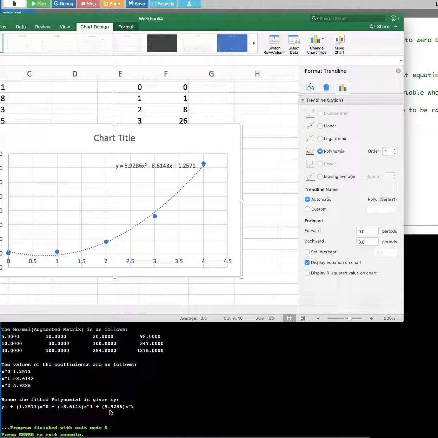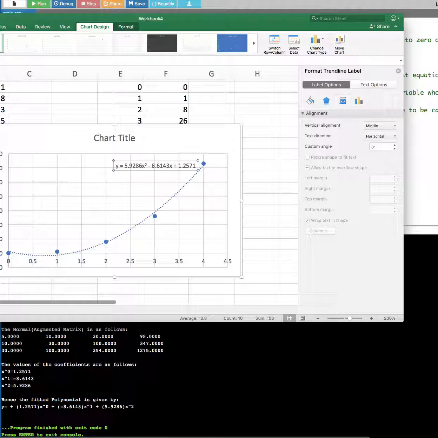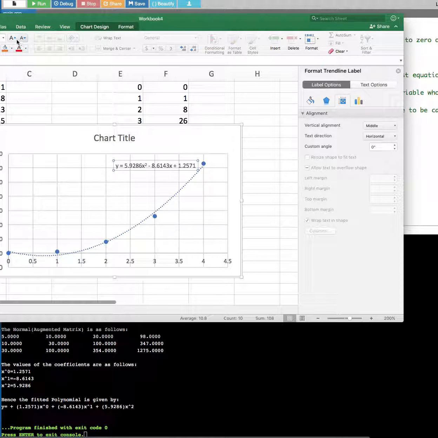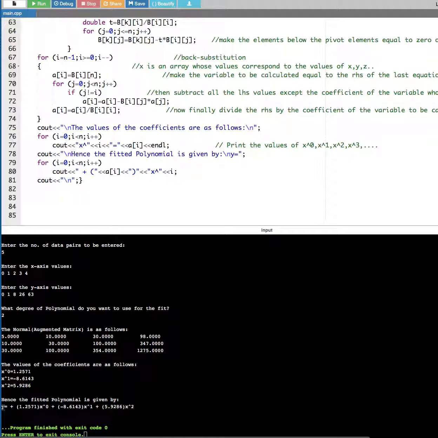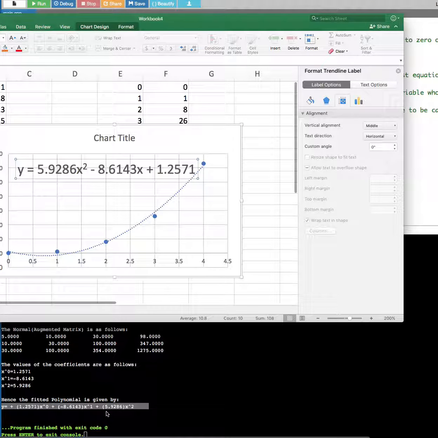Okay, so you can see that here we are getting the same thing. Let me make this one bigger so you can compare this one with this. Here we have 5.9286 x squared, same thing, negative 8.6143 x power 1, and then 1.2571. And that's how we do the polynomial fitting using C++ programming. I hope this helps. Thanks for watching.